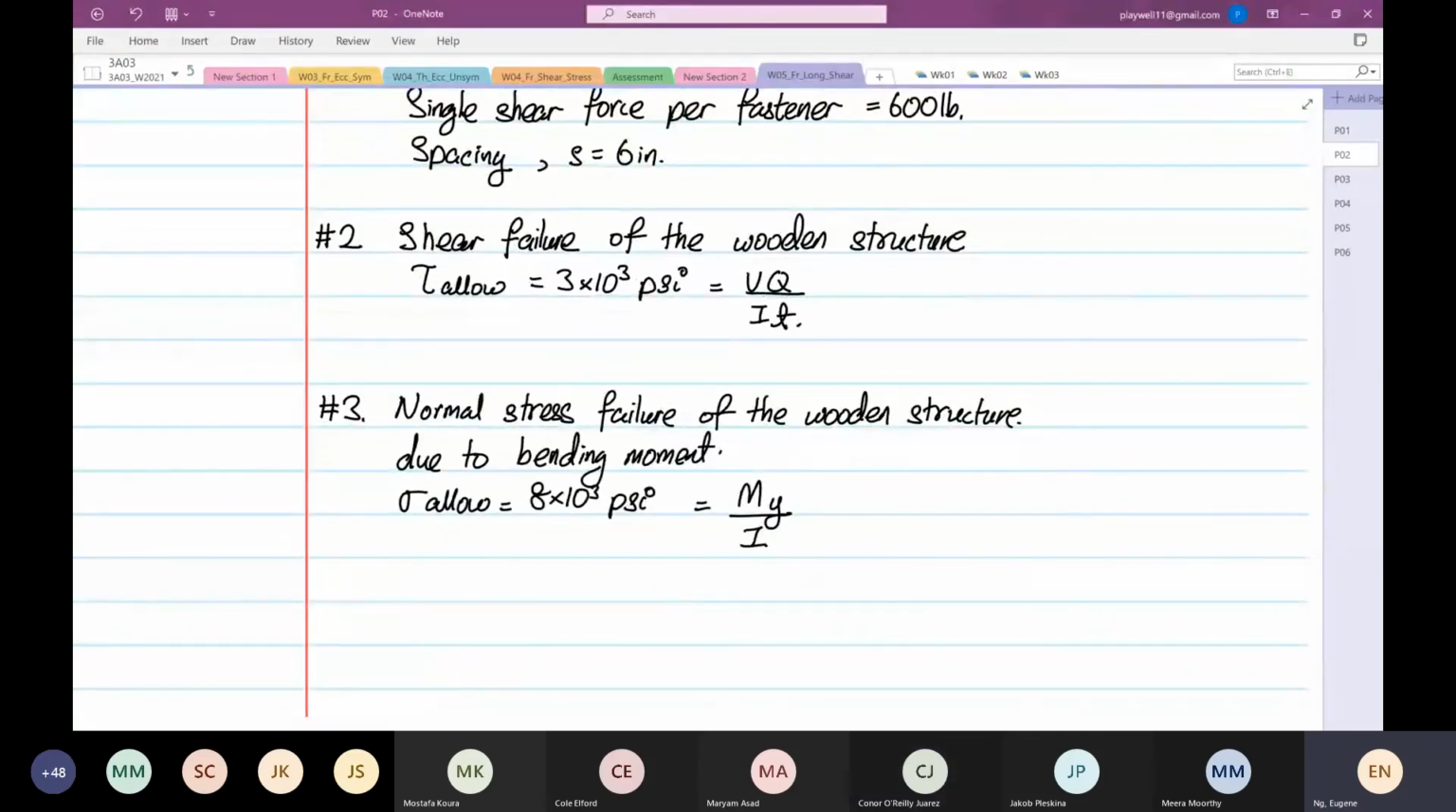Right, so now this is mode number 3. Now, for this case, we're not going to combine normal stress and shear stress yet. For this case, we are just going to make it simple.